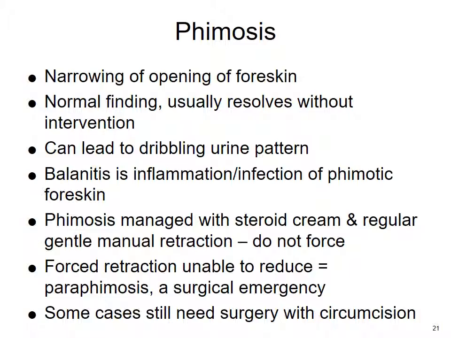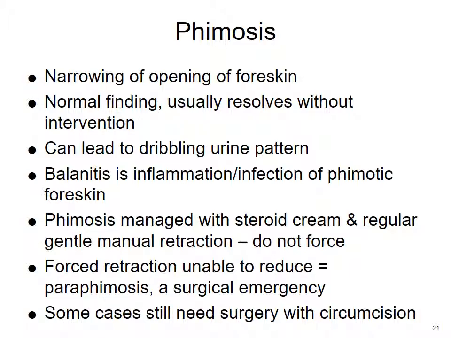Phimosis is a narrowing of the opening of the foreskin. It's a normal finding in newborn males that usually resolves without intervention. However, if the foreskin does not open itself up, it can lead to problems. Some of those problems can be dribbling urine patterns, so ineffective voiding. Balanitis is an inflammation and infection of that tight foreskin.